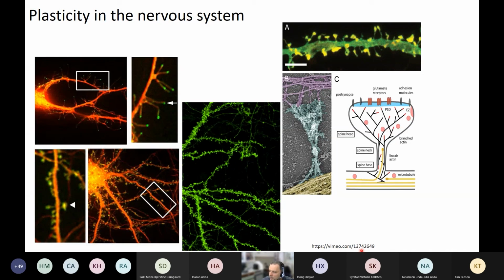Here I link the video in if you are interested. You can see a video how these dendritic spines can develop and how they, after a while, disappear. It's shown in a very interesting research.